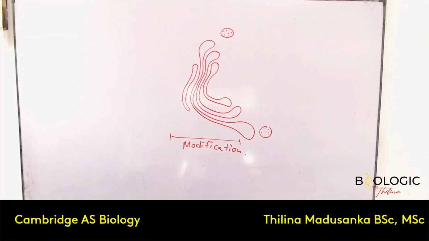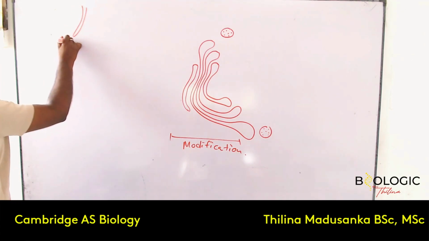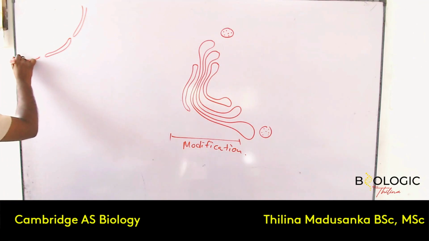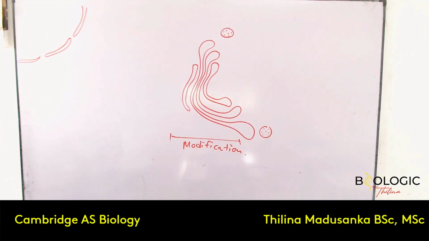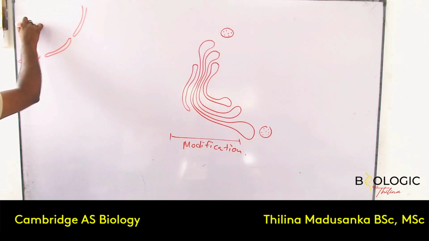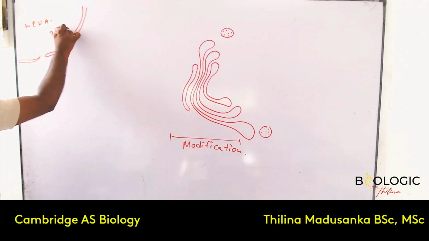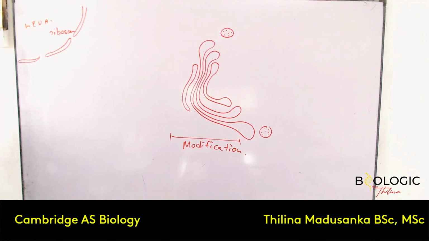First of all, what we have? The nucleus. The nucleus has nuclear pores, and the nuclear membrane is a double membrane like this. So here the nucleus is present. Inside the nucleus, what happens? Transcription, mRNA is formed, and ribosomes are formed by the nucleolus.